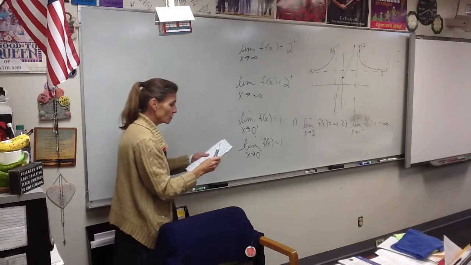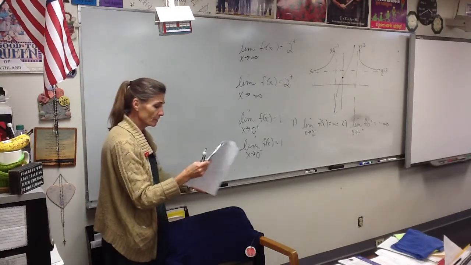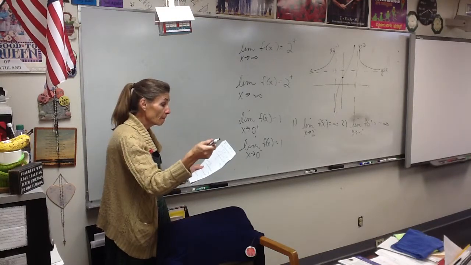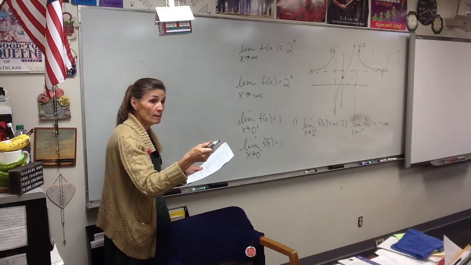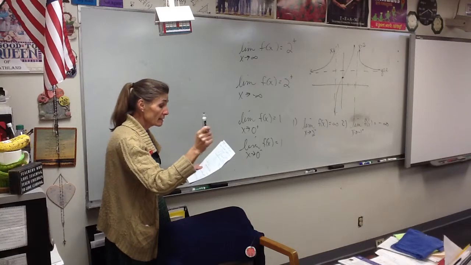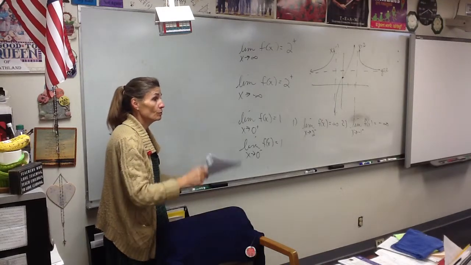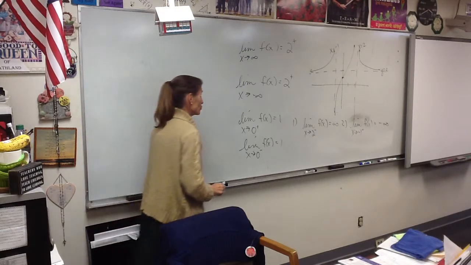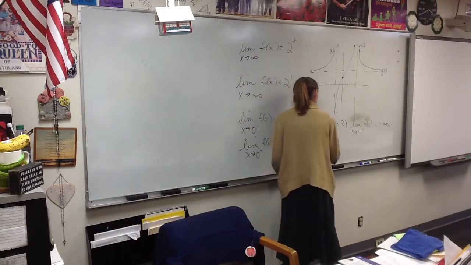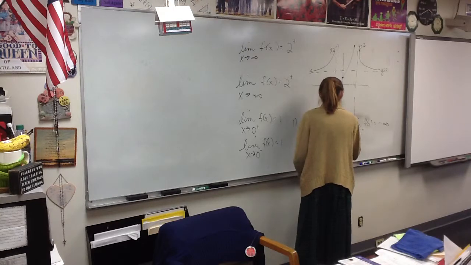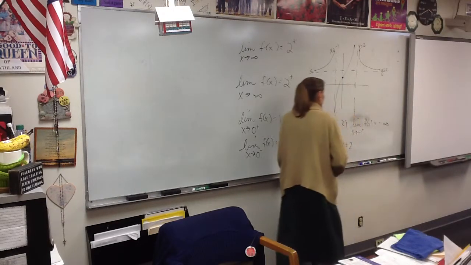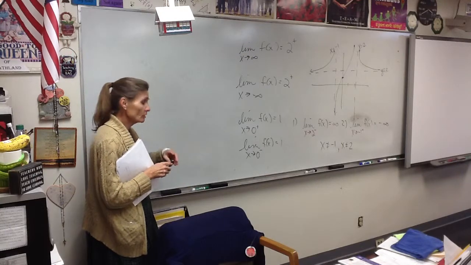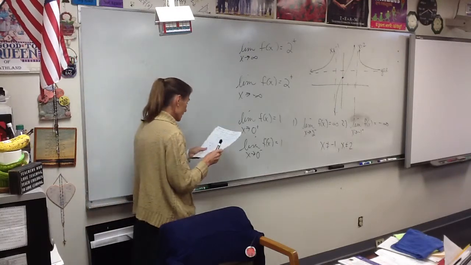And what's the domain? Could you answer that question? X can't equal -1, and x cannot equal 2. -1 or 2. X cannot equal either one of those. So your domain is everything except -1 and 2. And why can't x be -1 or 2? Because you have asymptotes there.